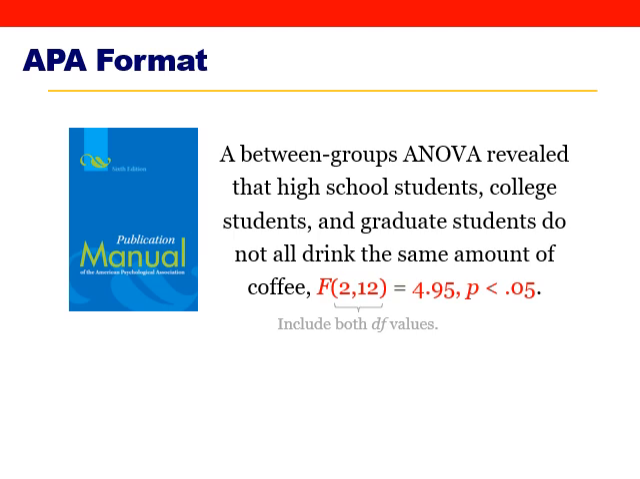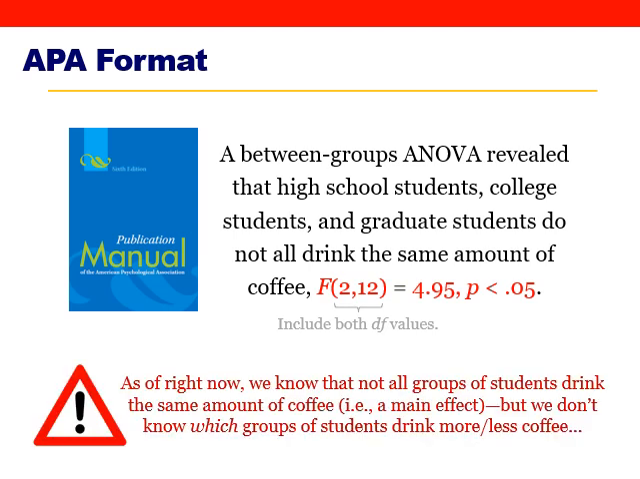So after all that work, what we've determined is that our three groups of students, high school, college, and graduate students, do not all drink the same amount of coffee. However, what we don't know yet is which groups of students are different from each other. The fact that there is a main effect tells us that these three groups of students do not all drink the same amount of coffee.